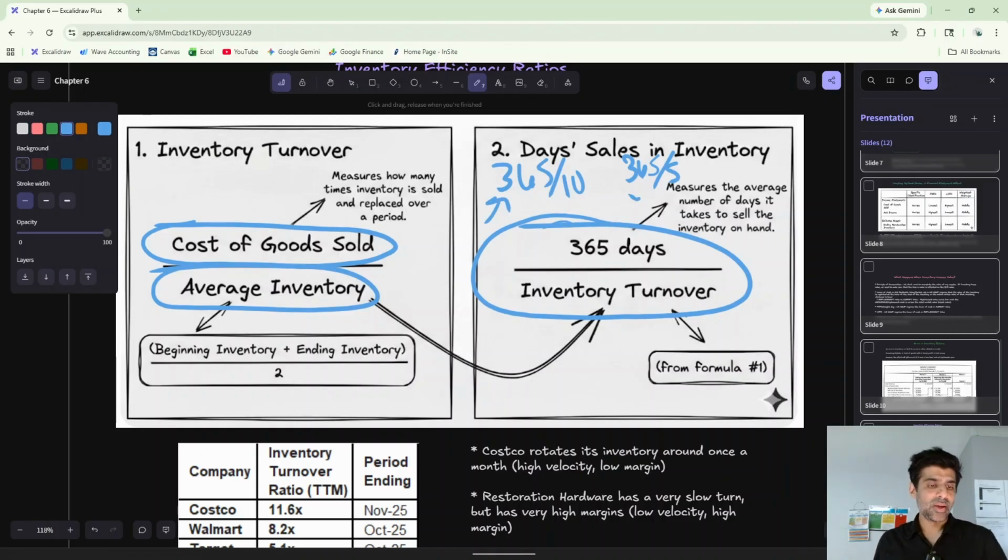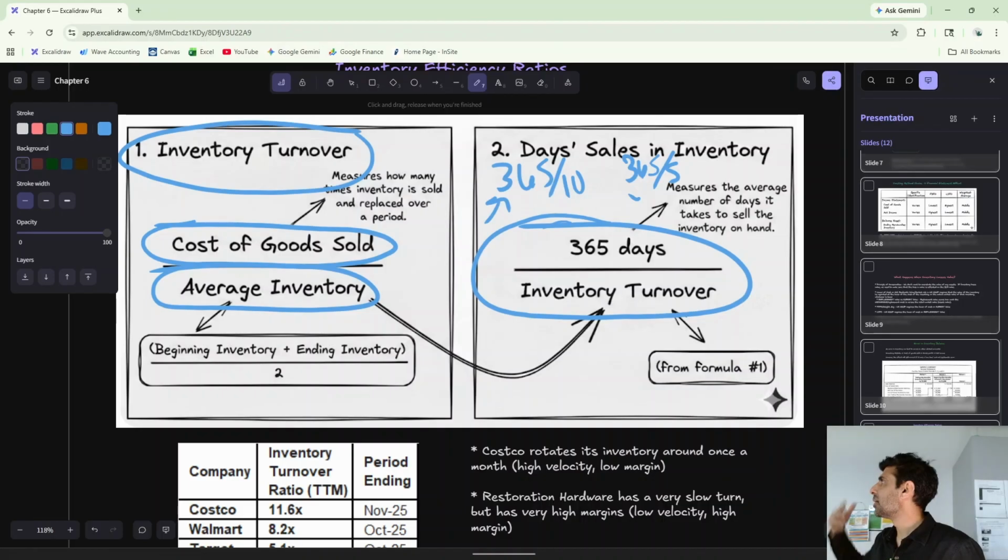Okay, so I think inventory turnover for me makes more sense. I just think of how many times you cycle through your inventory over the year. I think conceptually that makes more sense in my gut than the days in sales. But they're essentially getting to the same idea. You're just dividing a fixed constant by the inventory turnover, so it's really the same number, just stated in a different way.